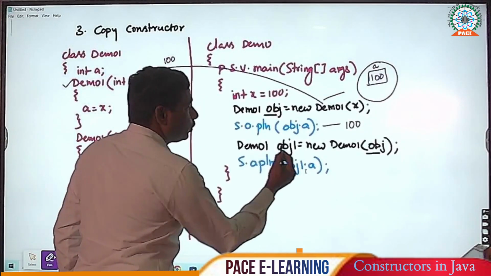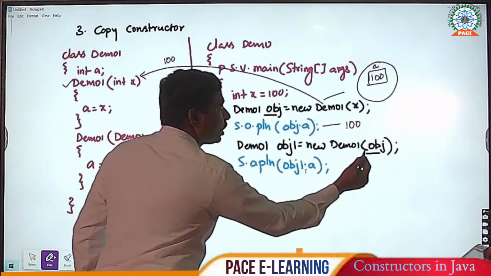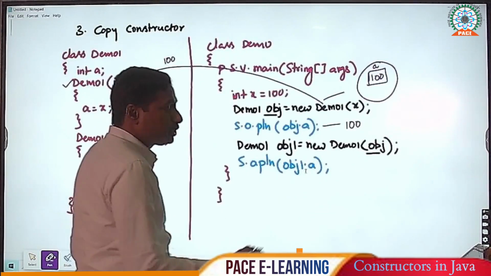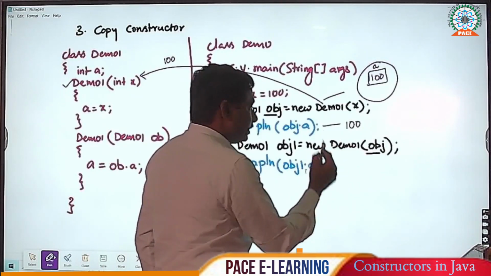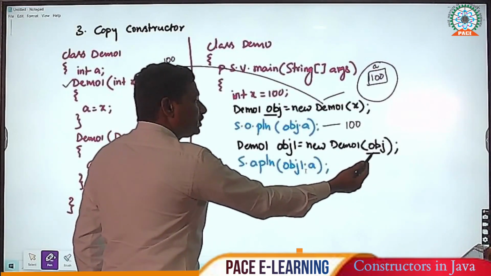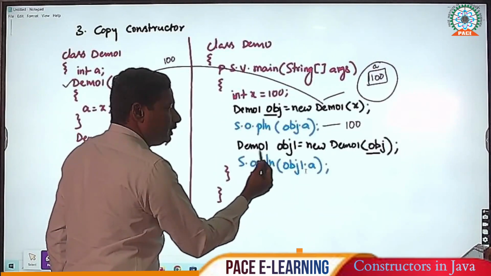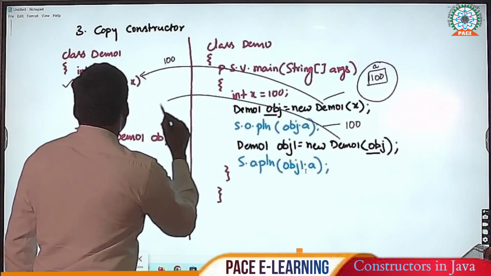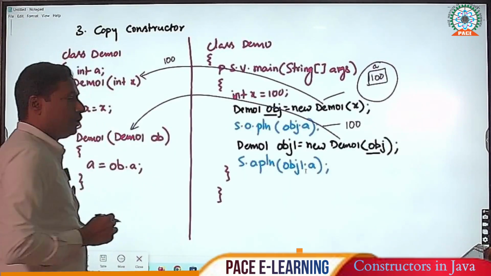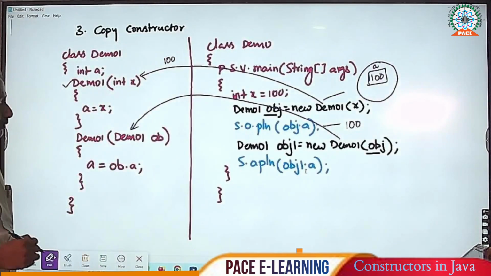Demo1 obj1 = new Demo1(obj). Observe this clearly. Here I am passing an object. This object is of which type? It is of Demo1 type. So the constructor which is accepting a Demo1 type argument will be called.